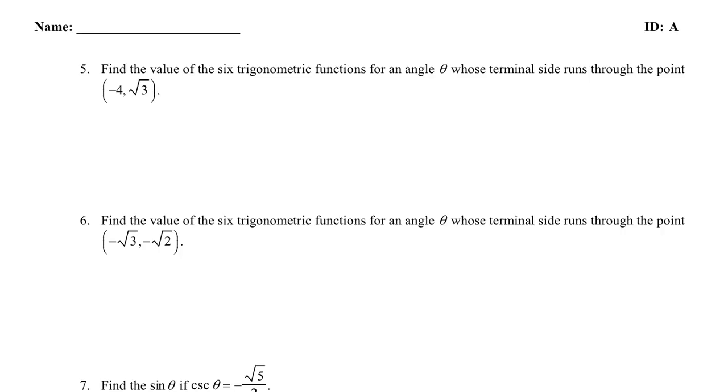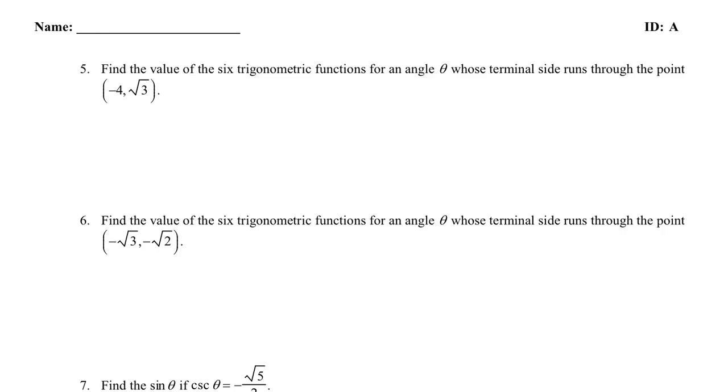All right, for these ones, it says find the value of the 6 trigonometric functions for an angle theta whose terminal side runs through the points -4 and the square root of 3. So I have to find 6 trigonometric functions. Will you have to find all 6 for your quiz? No. But it's still good to know how to find all 6. We are going to ask you which ones to find.